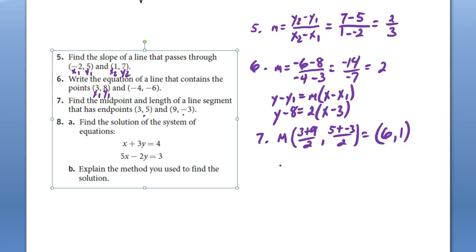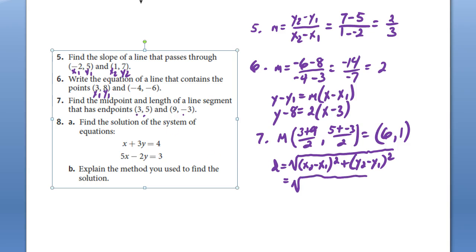Okay, we want to get the length. We can use the distance formula. So the distance formula is d equals big ol' square root, and inside here we have x2 minus x1 squared plus y2 minus y1 squared. Remember how this was connected to the Pythagorean theorem, and that subtracting the x values finds the horizontal distance, subtracting the y values finds the vertical distance. So we have the square root, and this is the x1, y1. This is the x2, y2.